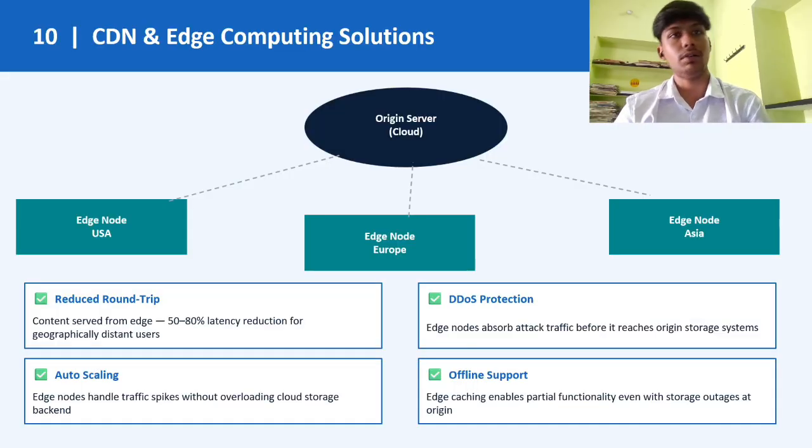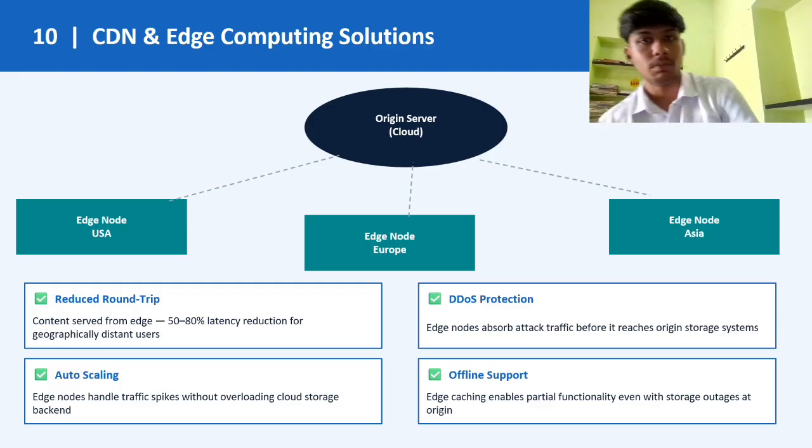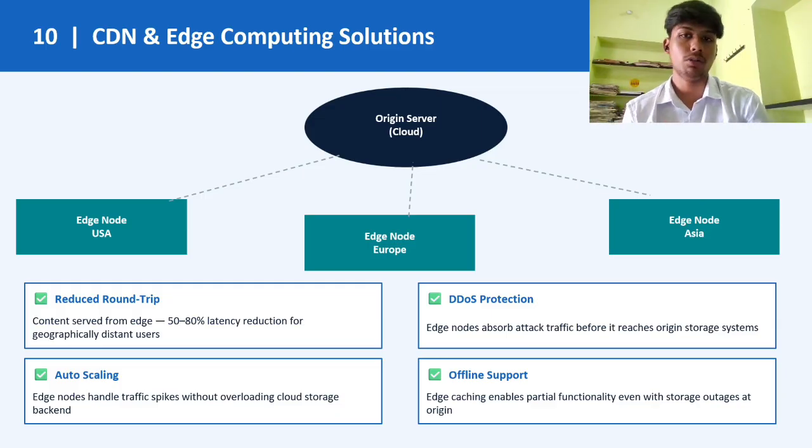Now let's get into CDN and edge computing solutions. Let me expand on CDN and edge computing because this deserves a bit more attention. Imagine your cloud server is located in the United States. A user in Chennai sends a request. The request has to travel all the way from Chennai to the US and all the way back. So the distance alone adds 150 to 200 milliseconds of latency. You cannot compress the laws of physics.